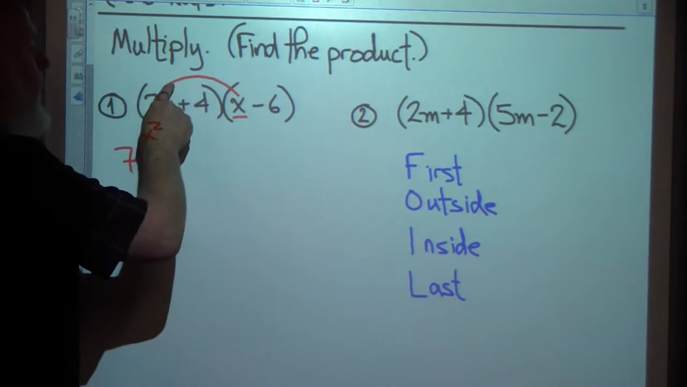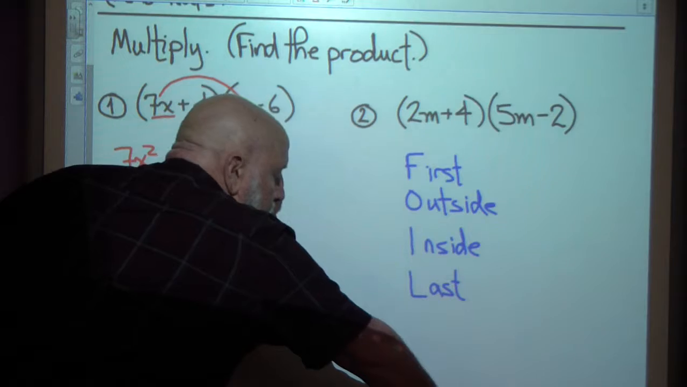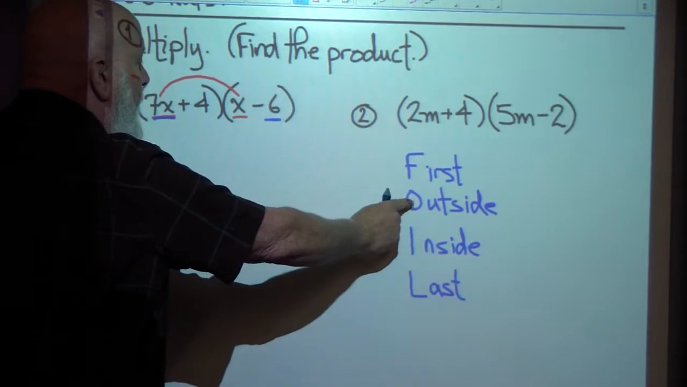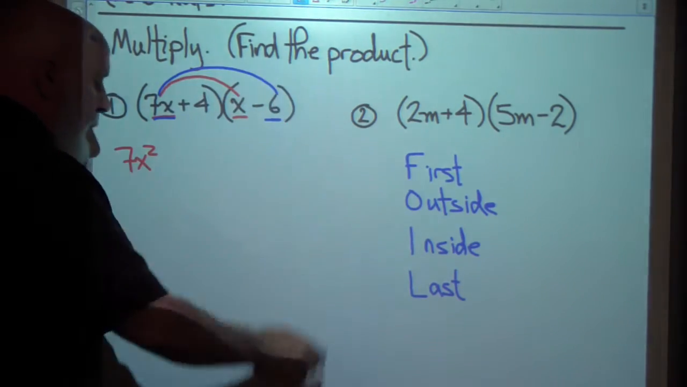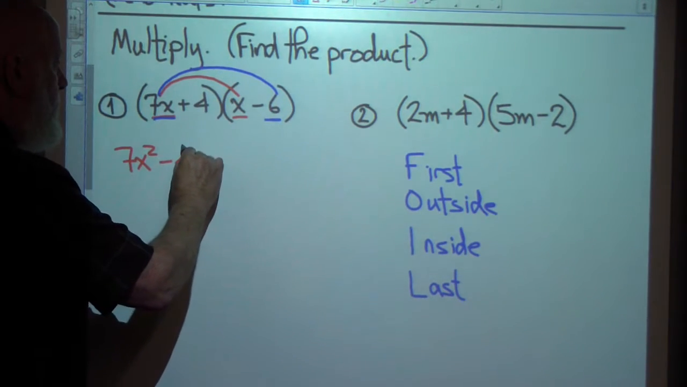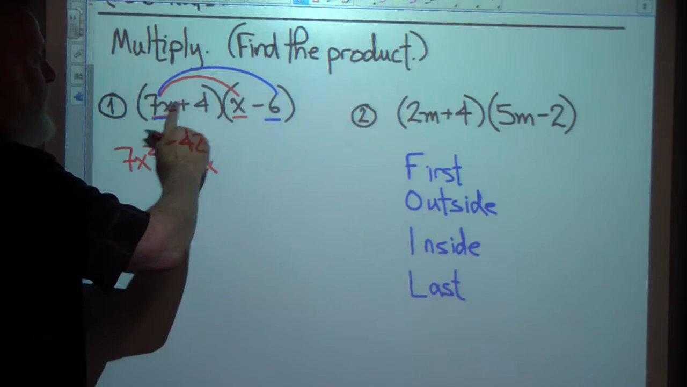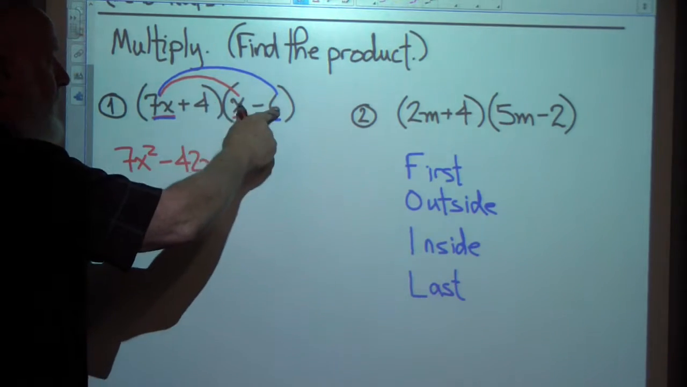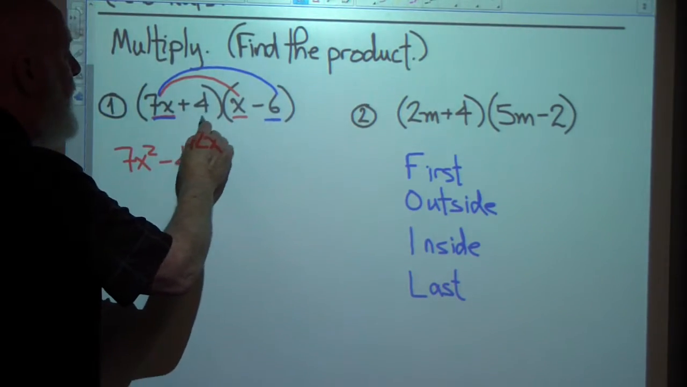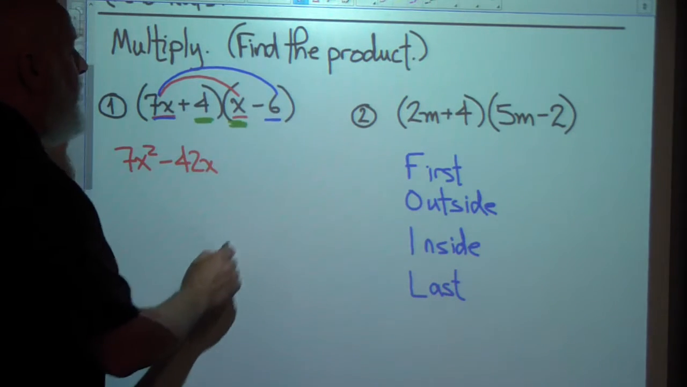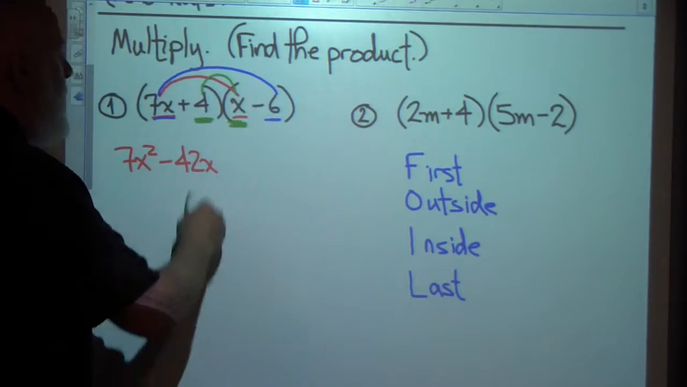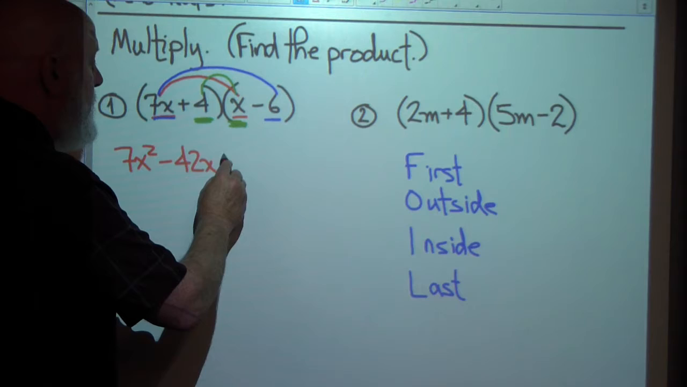Then we're going to multiply the outside. This is on the outside far left, outside far right. We're going to multiply those. 7x times negative 6 is negative 42x. Alrighty, now we're on I, inside. That's these two right here. These two are the innermost. So I'm going to multiply those together. 4 times x is positive 4x.